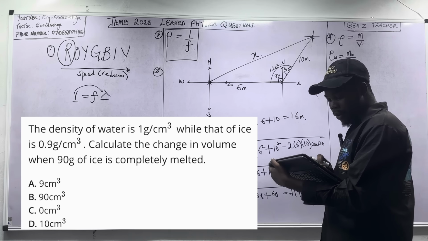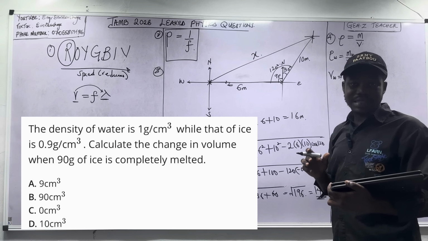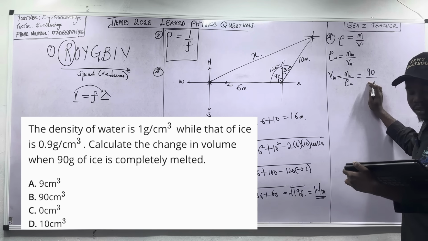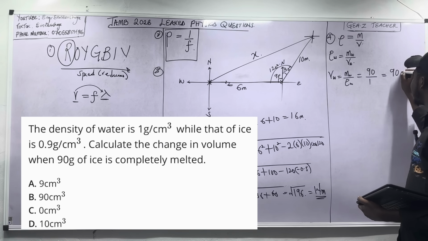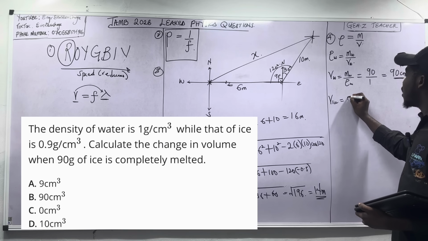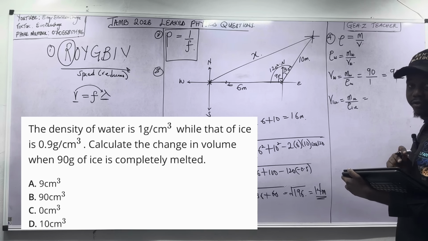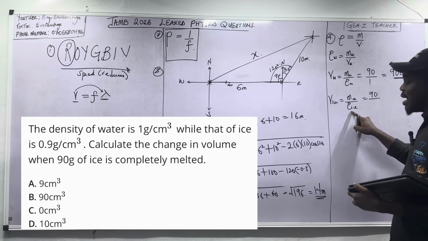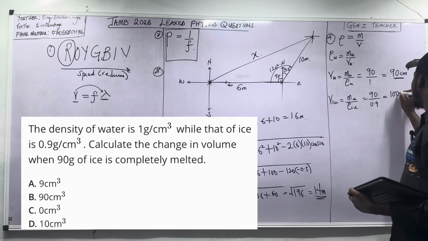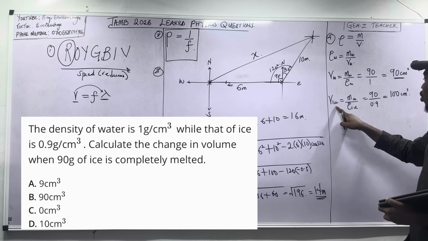If we're looking for the volume of water, this should be the mass of water over the density of water. The mass was given as 90 grams. So the volume of water becomes 90 divided by the density of water, given as 1. So this should be 90 cm cube for water. Now for ice, the volume of ice becomes the mass divided by the density of ice. The mass remains 90 from the question, so we have 90 over the density of ice, which in the question was 0.9. This should give you about 100 cm cube. Now check, the volume of water was 90, while for ice it was 100.